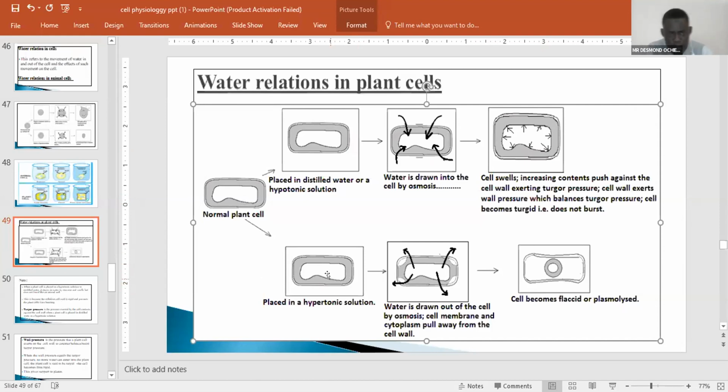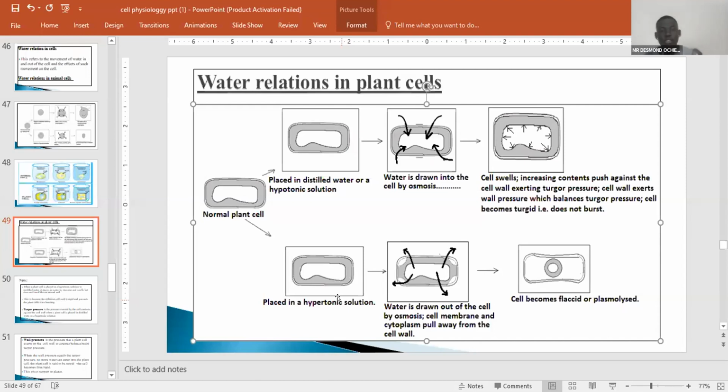If you look at this diagram, the first one is talking about a normal plant cell placed in a hypotonic solution. A hypotonic solution is a solution that is relatively more concentrated than the plant cell. If you're comparing those two solutions, the solution inside the plant cell, we know it is concentrated, yes? But now if it is placed in a more concentrated solution, we say that the more concentrated solution is the hypotonic solution. Because if you're comparing two solutions, the one that is highly concentrated is the one we call the hypotonic solution. So if a plant cell is placed in a hypotonic solution, the plant cell will lose water, or we say that water is drawn out of the cell by osmosis.